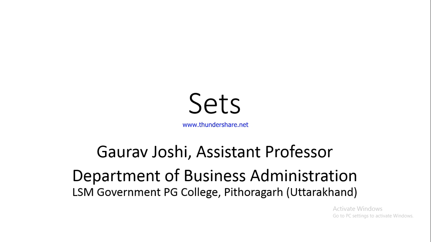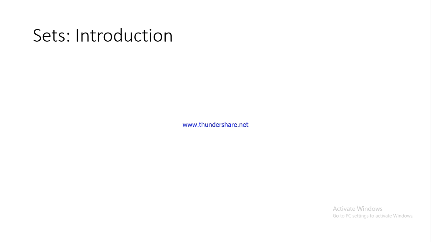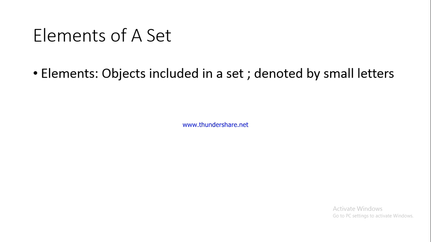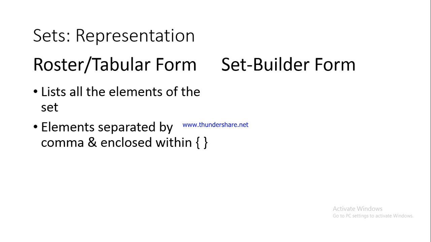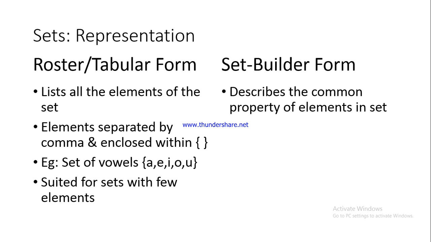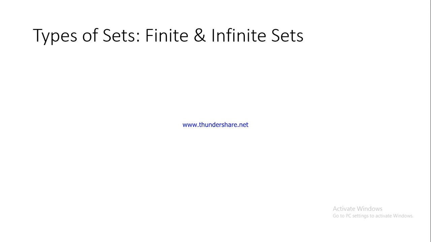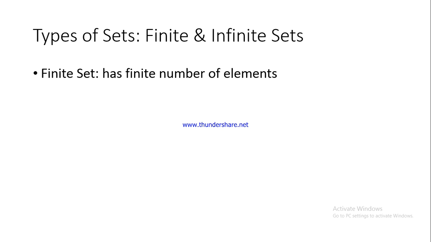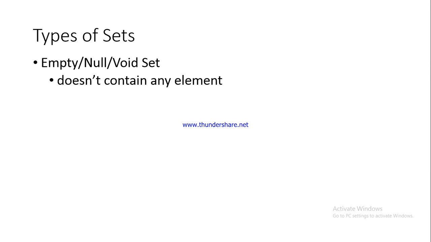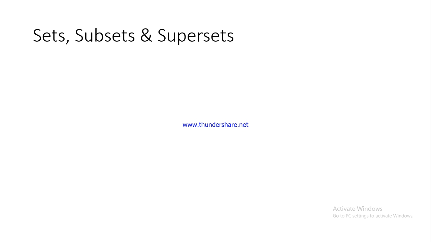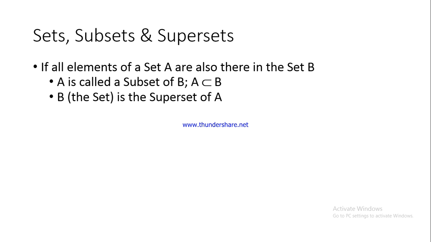We have been discussing sets, and we have now had a look at what are the elements of a set, how do we represent the set in two different forms, then the types of sets including the finite and infinite sets, empty or null or void set, and equal set. Then we also talked about the sets, subsets and supersets.